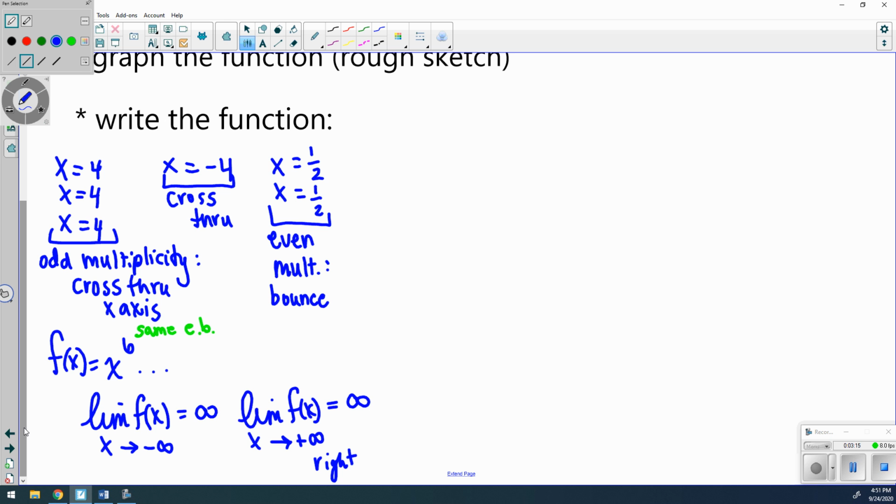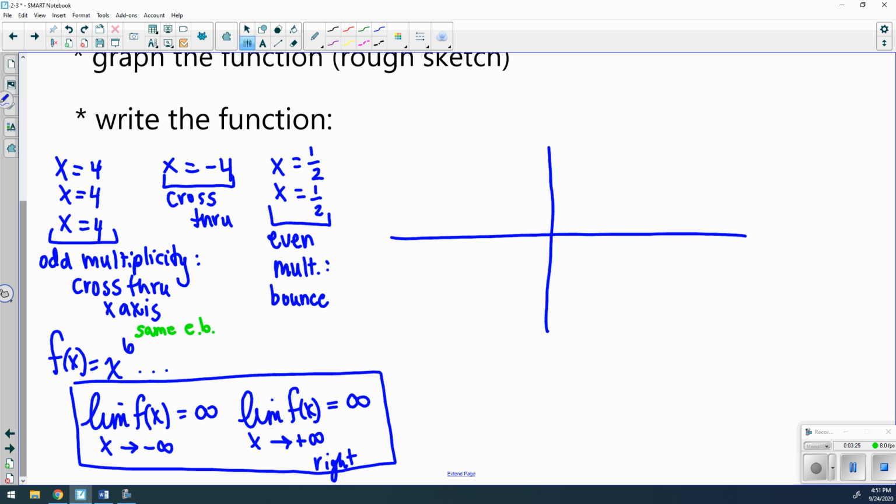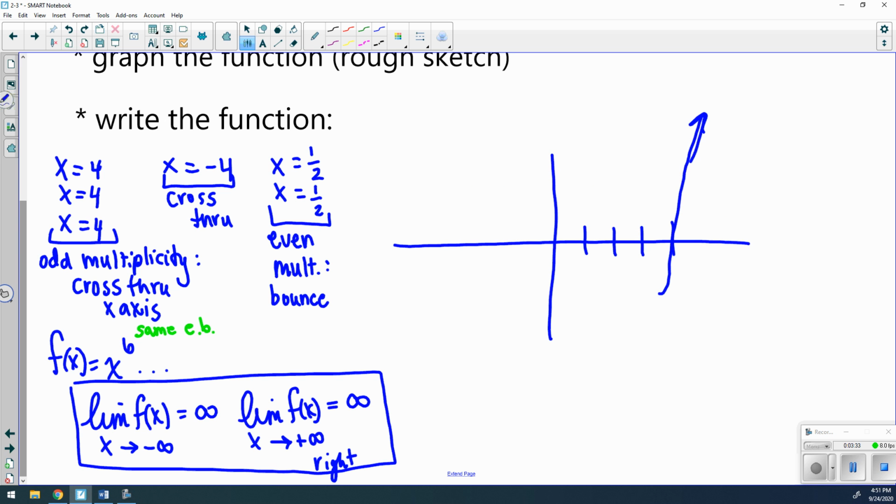All right, back to business here. So we've talked about the end behavior. What else did we want? We wanted a rough sketch. We can do that next. I know that I'm going to cross through at 4. I'll cross through at 4. I'm going to cross through at -4. Here's the -4. This is +4. And I'm going to have a bounce at a half. So this is going to be a bounce point. I'm going to cross through here, and I'm going to bounce there.